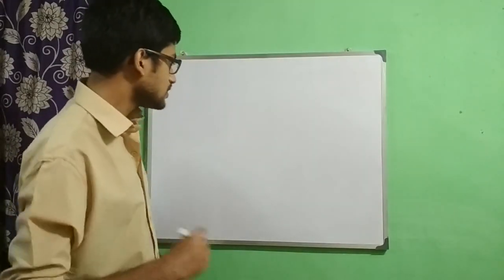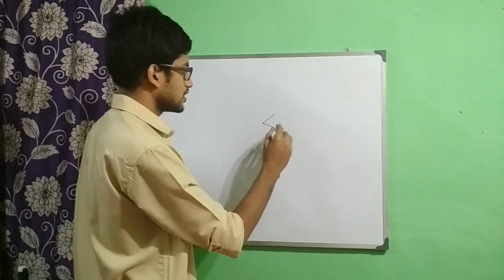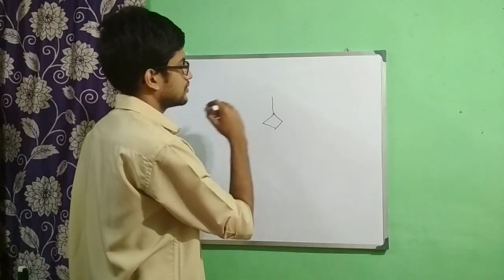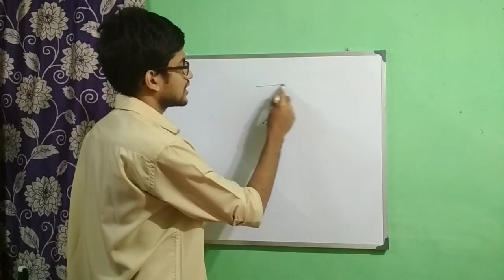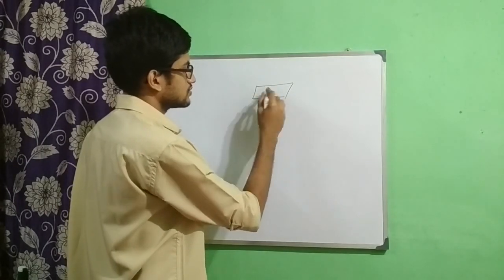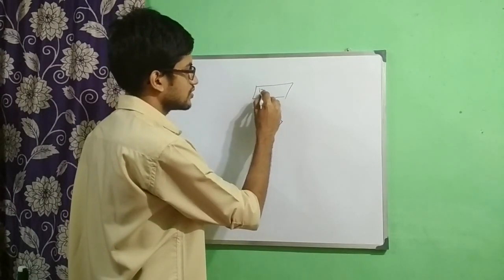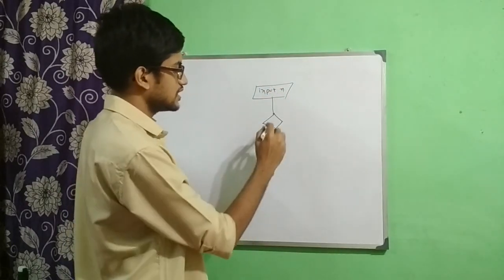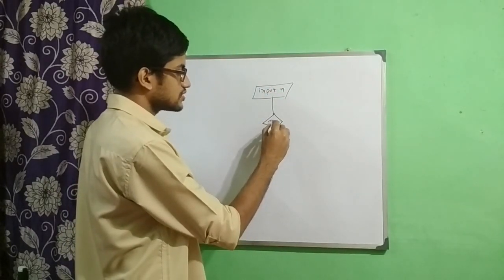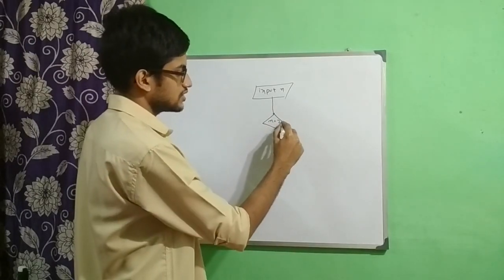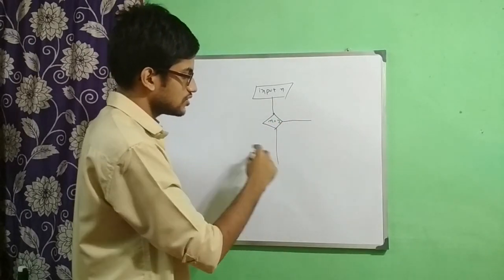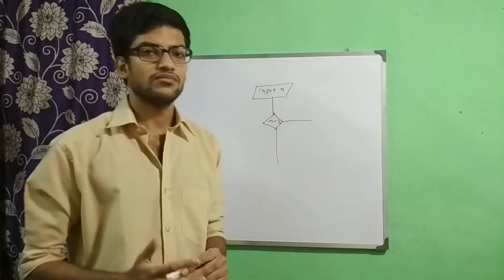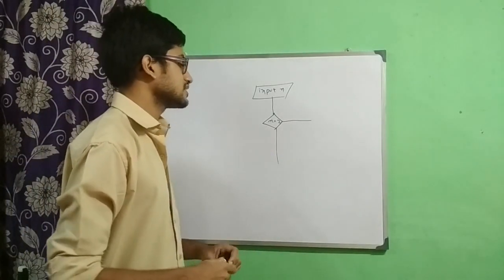So you know the symbol that works for this in the flowchart, that is this. First I need to take the user input, input n. Now I will decide: n equals to 2? If yes, do something. If no, do something. This is a part of my flowchart, as well as the algorithm.